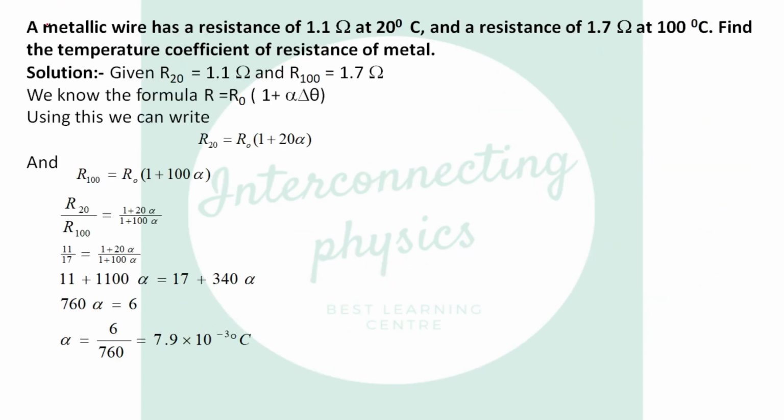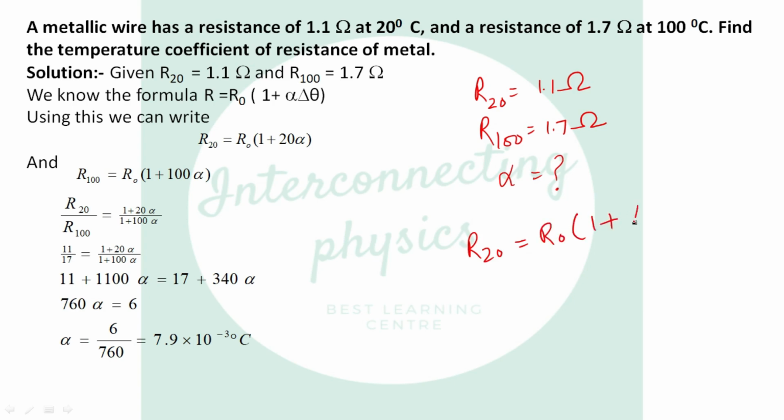The next type of numerical: a metallic wire has resistance 1.1 ohm at 20 degrees Celsius and resistance 1.7 ohm at 100 degrees Celsius. That means R20 is 1.1 ohm and R100 is 1.7 ohm. Find the temperature coefficient of resistance of the metal. We have to calculate alpha. Now R20 will be R0(1 + alpha delta theta), and R100 will be R0(1 + alpha delta theta).